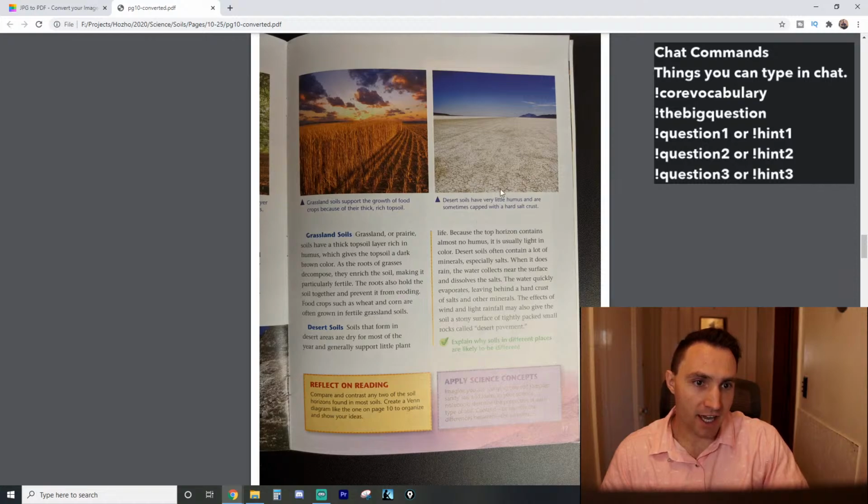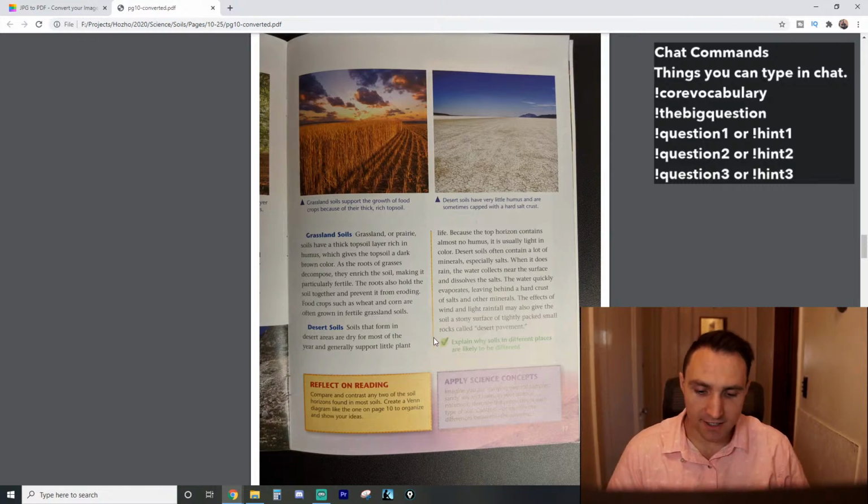Read this caption: desert soils have very little humus and are sometimes capped with a hard salt crust. Unlike right here, grassland soils support the growth of food crops because of their thick, rich topsoil that contains a lot of humus. Okay, well that is our lesson for today.